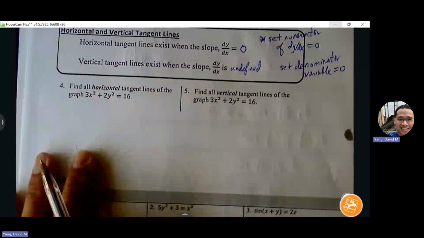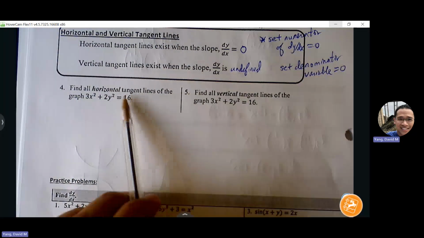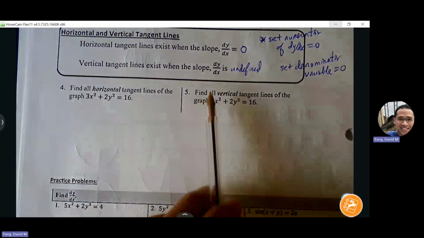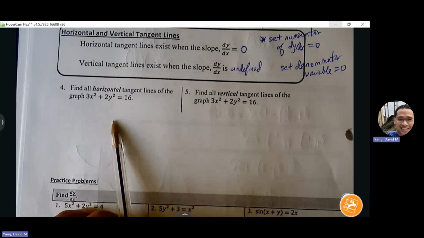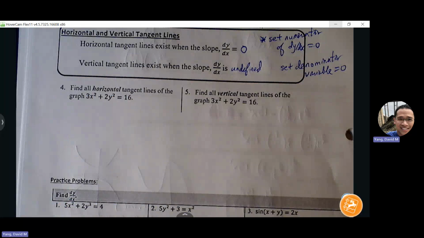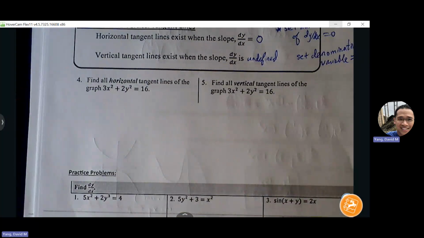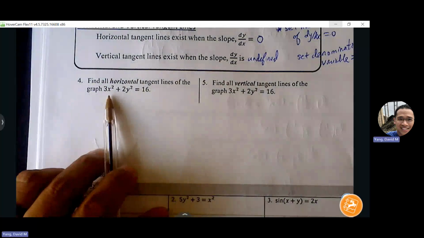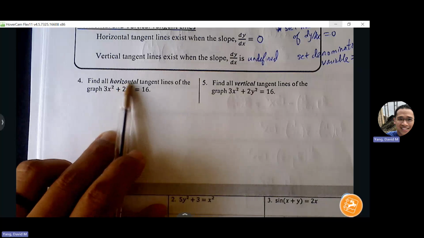So for number 4, it says find all horizontal tangents for this ellipse, and then find all vertical tangents for this ellipse. But first, we have to get to the derivative, right? We have to find our derivative, solve for dy/dx. And once we get our derivative equation in front of us, then we can focus on, okay, what do we see in the numerator? And what do we see in the denominator? Okay, so go ahead, go through your steps to find your derivative. Remember, every variable gets its own rule. It's just that with y's, we need to attach that dy/dx.